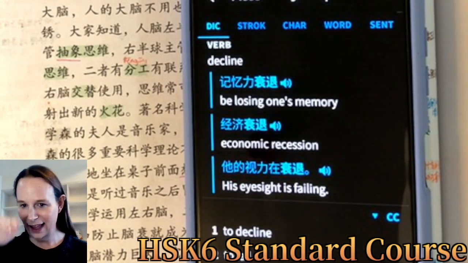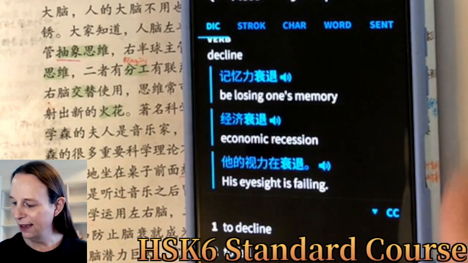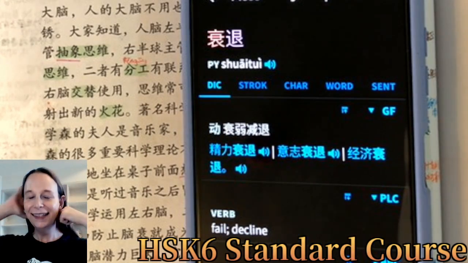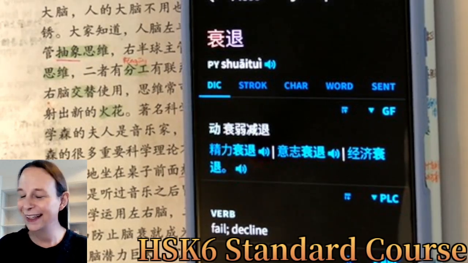在衰退. It's failing. 视力. When people get old, they have issues with eyesight. Yeah, for some reason I don't have to wear glasses yet, which is rare, people my age pretty much all wear glasses.